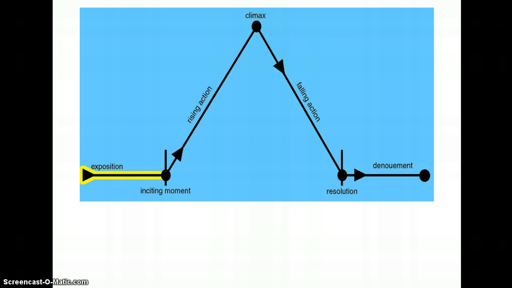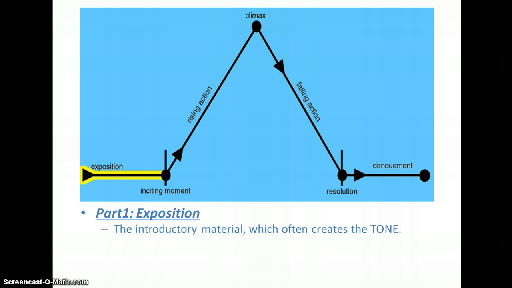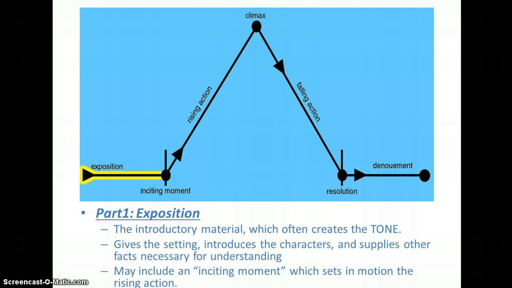The very first one is the exposition. This is the introductory material which often creates the tone of the story. It will give your setting, introduce the characters, and supply other facts necessary for understanding the story. This may also include that inciting moment which sets in motion the rising action. This is where you know the character has something to do or complete by the end of the story.